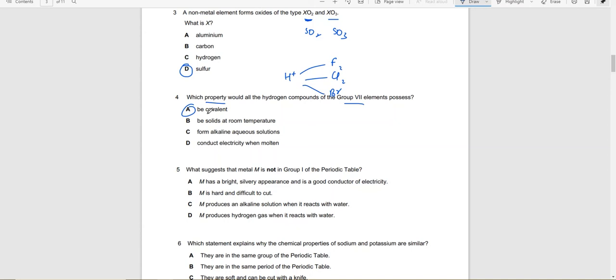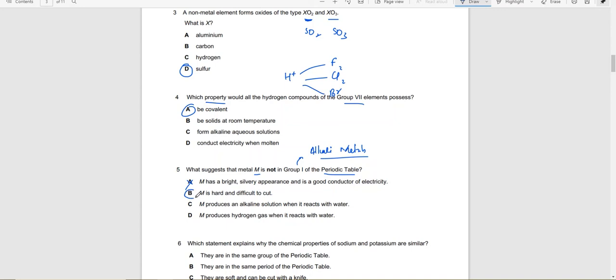What suggests that metal M is not in group 1 of the periodic table? Group 1 is alkali metal. So any property that is not a property of alkali metal would be the answer of this question. M has a bright silvery appearance, so it means that M is actually in group 1, so it cannot be the answer. M is hard and difficult to cut. So that is the answer, because you need to identify a property which tells us that M is not in group 1. All the group 1 elements are very easy to cut. They're soft, so it means that M is not in group 1.